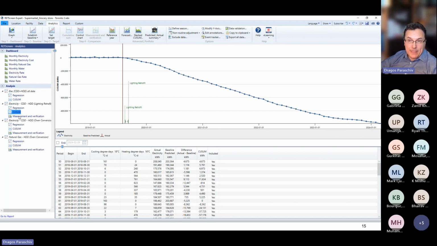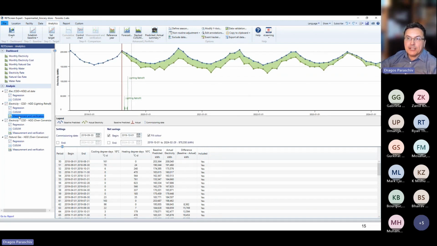Or we can even better use this feature in RETScreen that creates a measurement and verification chart. This measurement and verification, as we see it in this example here, allows us to define also a commissioning date. Sometimes projects are fairly complex. It takes quite a while to implement them. It may be required in a contract with the service provider, with the lighting contractor or the energy services provider, to define the moment in time when you want to start accumulating savings for this project. And this is what we define here with a commissioning date.